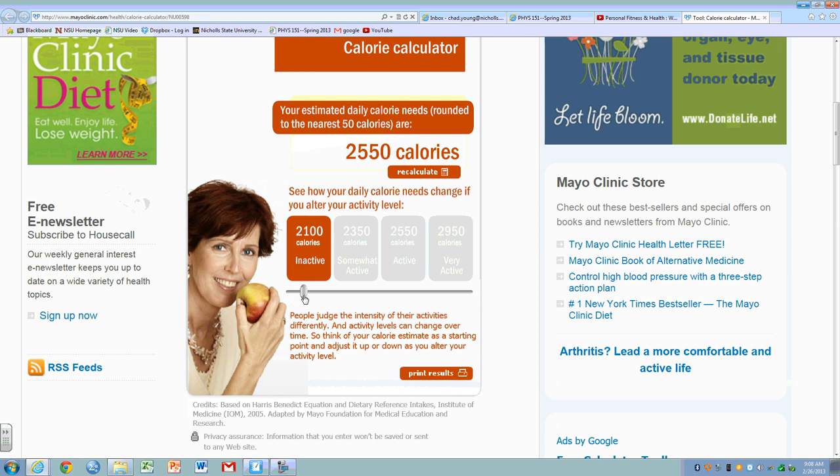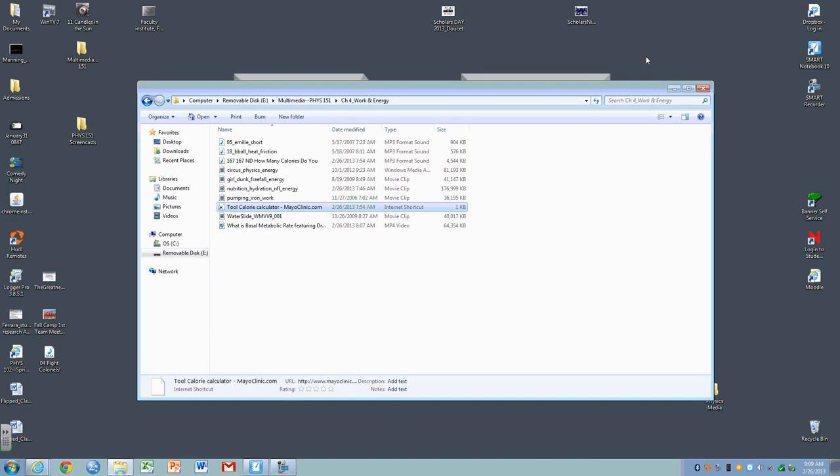All right, so that's a calorie calculator, and there are a whole bunch on the internet, and they use slightly different ways of calculating them. We'll come back to that in just a minute. I have an audio clip from a podcast about this, where they talk about this in greater depth. Let's work an example, though.